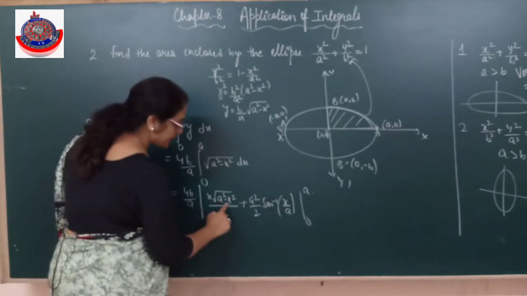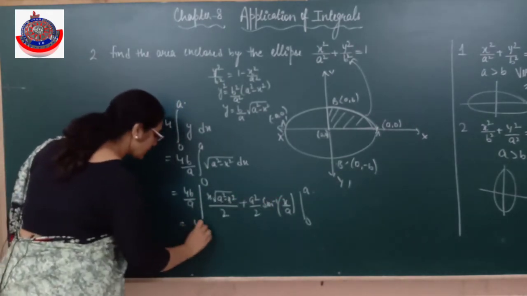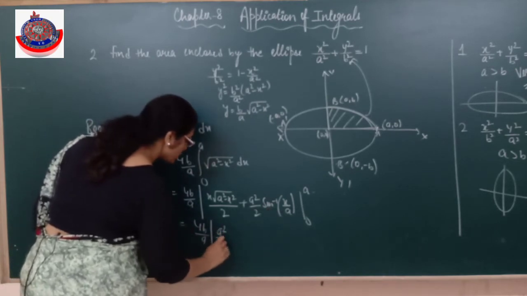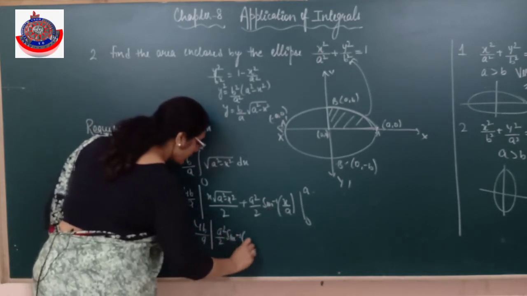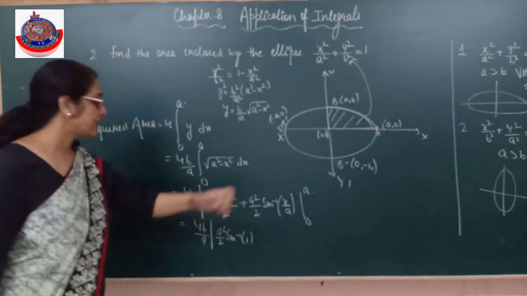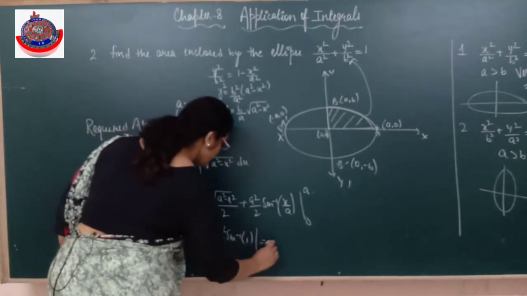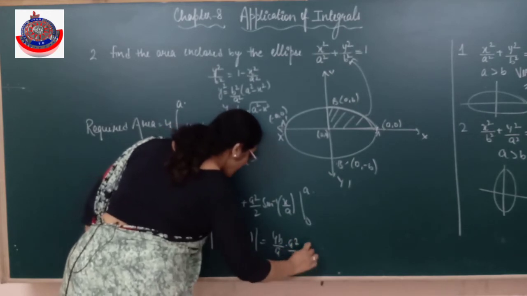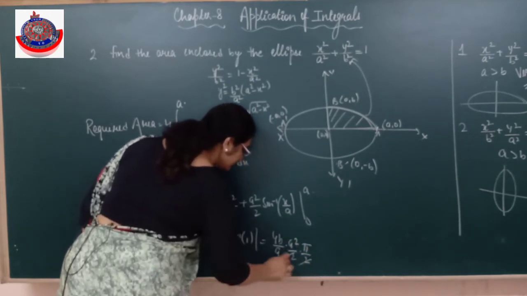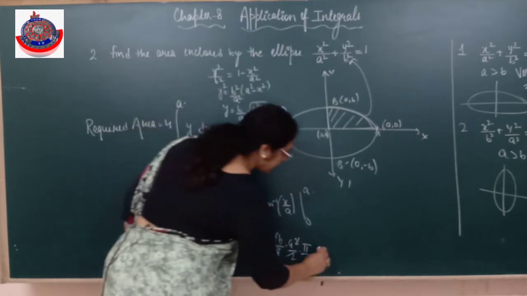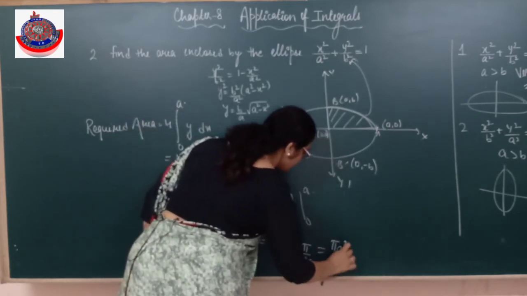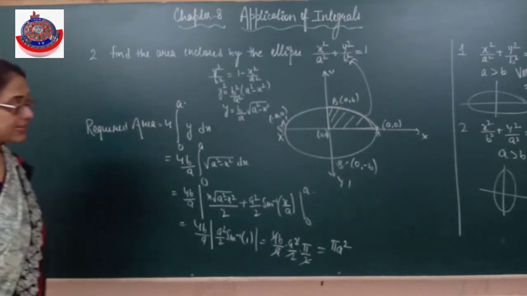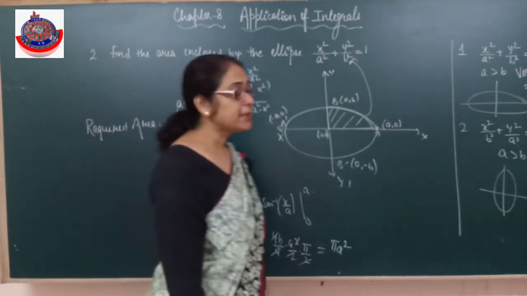Alright, the same thing we did in the last question. If I put the upper limit, this becomes 0, and here it becomes a square by 2 sine inverse 1. When I put the lower limit, that also becomes 0. So we have 4b upon a, square by 2, pi by 2. So the area enclosed by the ellipse is pi a b. Is it clear?